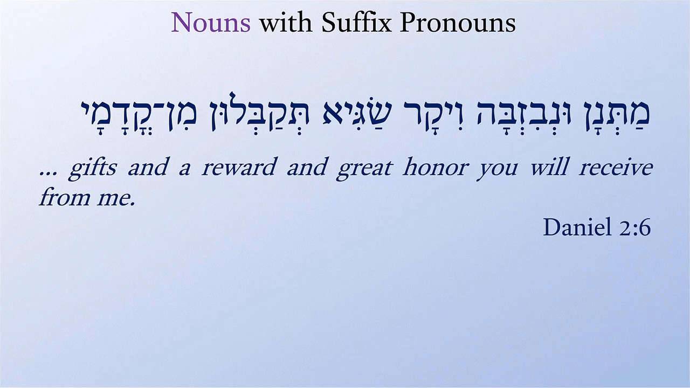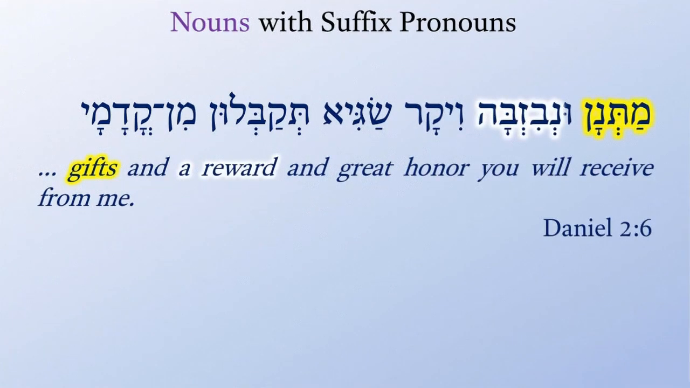Daniel 2:6 is going to provide the background to discussion of this matter, so let's look at it briefly. Gifts and a reward and great honor you will receive from me. So the first word is a feminine plural noun, and we know this with the qamets noon suffix. And the white highlighted word is a feminine singular noun, which we see from the qamets hey suffix. So if this is some sort of formula, what we see here is gifts and a reward, both feminine words, but the first one's a plural, the second is singular.